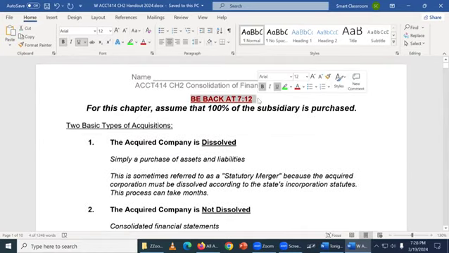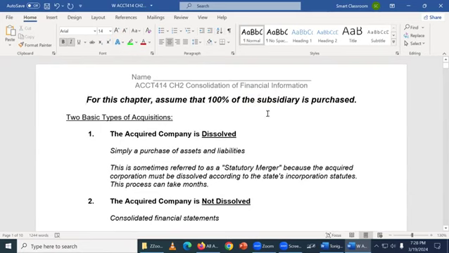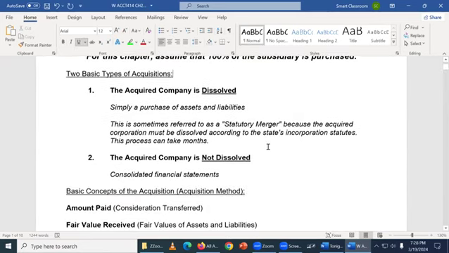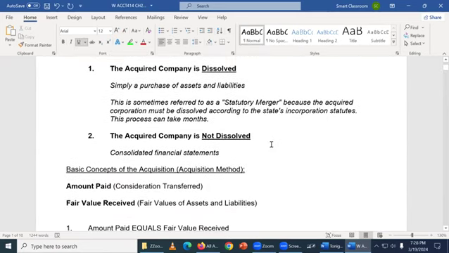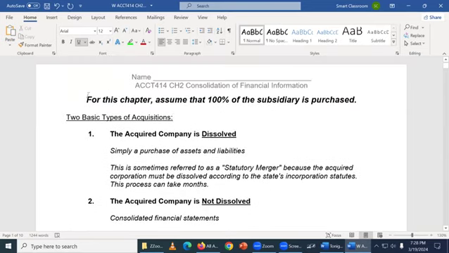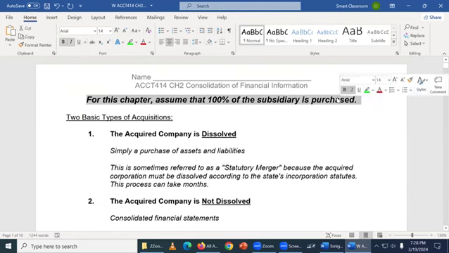We'll get started on this one, chapter 2. We're probably not going to finish this one. That's fine. I do have a test for you guys. All right. So this chapter assumes that 100% of the subsidiary is purchased. So no more of this 30%, 25%, 40% stuff. This is 100%. We buy the entire subsidiary, 100%. We bought all of it.